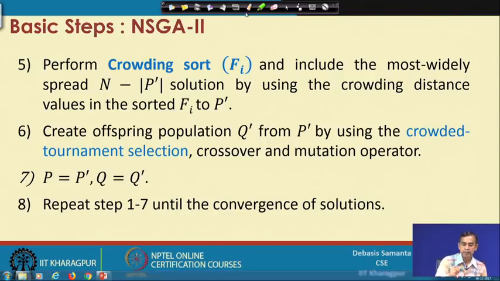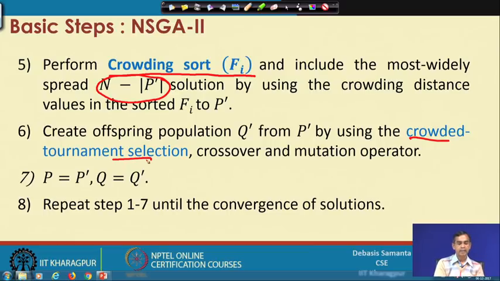Now, the crowded tournament selection procedure follows a method called crowding sort for all the solutions which belong to Fi, and then based on this crowding sort it will consider n minus P dash solutions, because these are the solutions that need to be filled up, based on the crowded tournament selection. This way the next generation can be obtained and then the next offspring generation can be obtained. So, this is the idea.